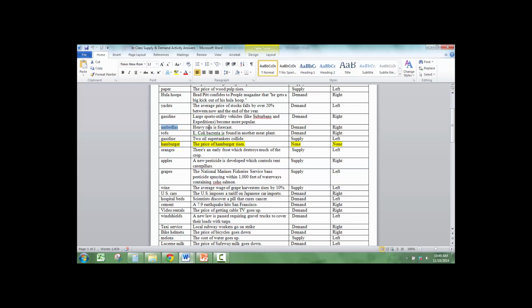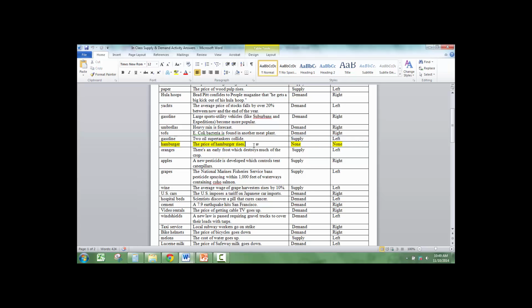In the umbrellas market, if heavy rain is forecasted, people are going to demand more umbrellas, or demand is going to shift right. Now, this one seemed to be a tricky one for people. If E. coli bacteria is found in another meat plant, what's going to happen to tofu? There's going to be a demand increase for tofu because people are going to want less meat, and this is a substitute. We're assuming that tofu and meat are substitutes. If two oil supertankers collide, that's going to decrease supply or shift left.